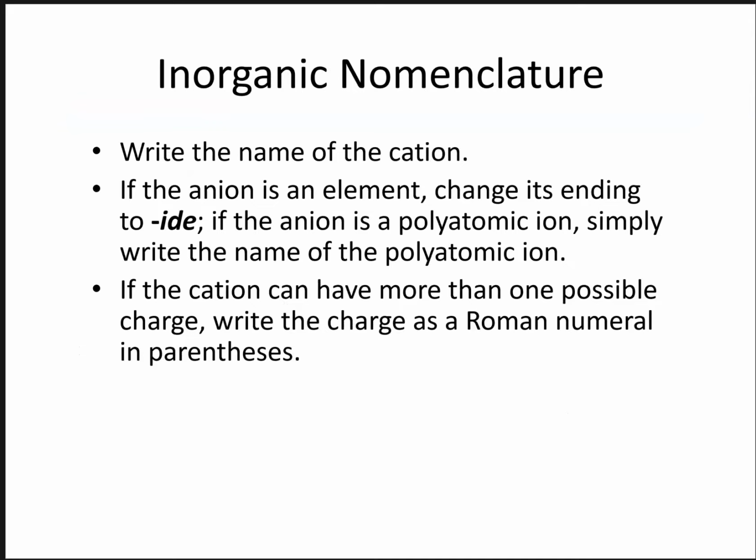So to write an ionic material, we always start by naming the cation. And then if the anion is a single element, we cut off the suffix and replace it with an IDE ending. Otherwise, if the anion is a polyatomic ion, we simply name what the polyatomic ion is. If the cation is one of those transitional elements that can have more than one possible charge, then immediately after writing the element, we put a parenthesis and use a Roman numeral to indicate what the charge is on that particular cation, and then we continue on writing our anion.